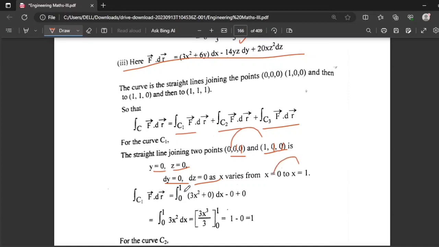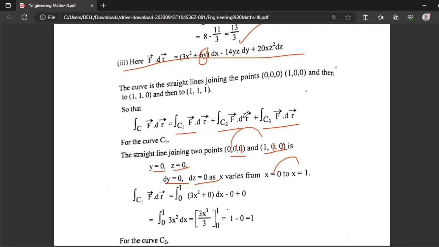Now x varies from 0 to 1, y is 0, dy is 0 and dz is 0. So 0 multiplied by something is 0, so this whole term will be 0, leaving behind 3x square dx. Integration of 3x square is 3 constant and integration of x square is x cube by 3. The 3 cancels and remaining is x cube. Plugging the upper limit it is 1 cube, and the lower limit it is 0 cube, which is 0, so 1 minus 0 is 1.